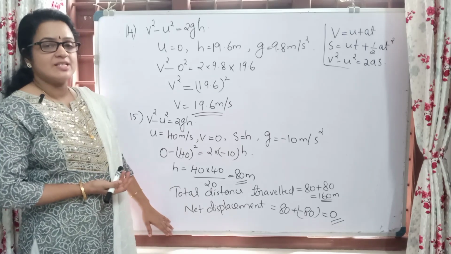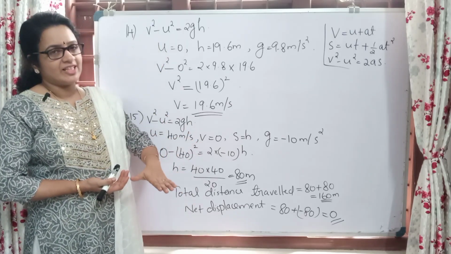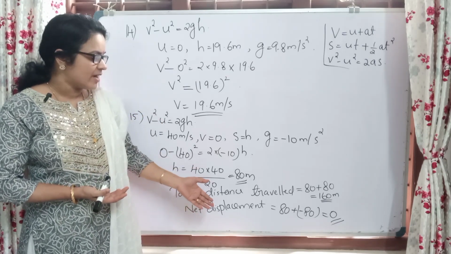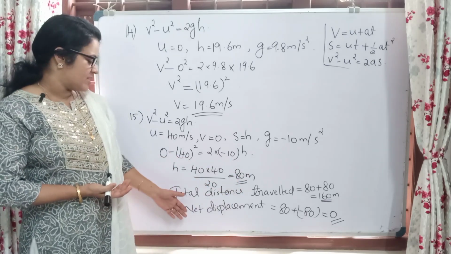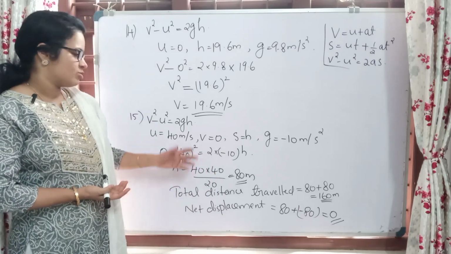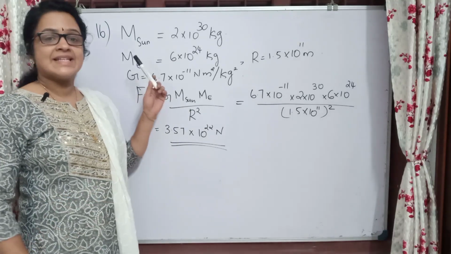And what about net displacement? Yes, അത് മുകളിലേക്ക് പോയി താഴത്തേക്ക് തന്നെ വന്നു കഴിഞ്ഞാൽ എന്താണ്? അത് സെയിം പ്ലേസ് തന്നെയാണ്. So the displacement will be 80 minus 80, so the total will be 0. So displacement is 0 and total distance is 160 meter. So this is all about question number 15. Now we have 16th question.